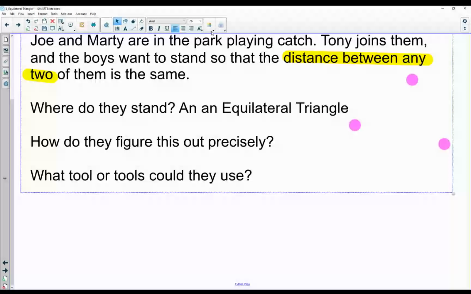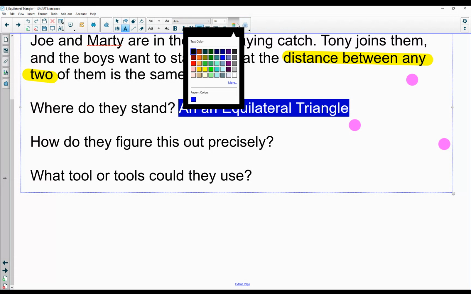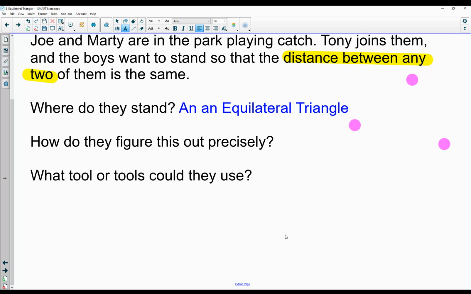So that's the first thing. Let me just change the color of this. So you can see that we're going to make this blue. Okay, so they're going to stand in an equilateral triangle.